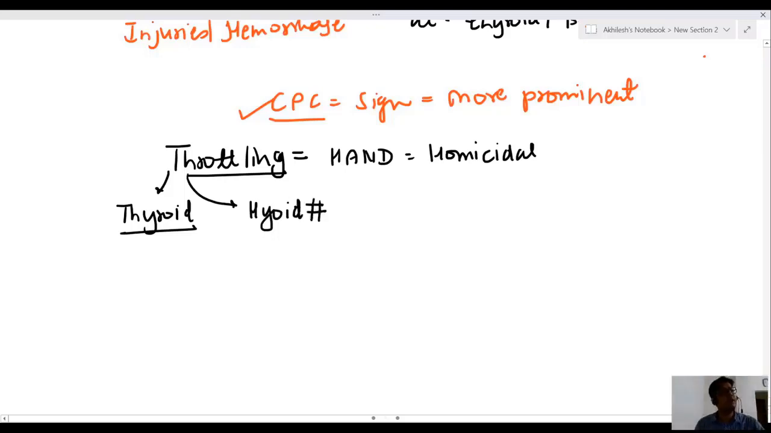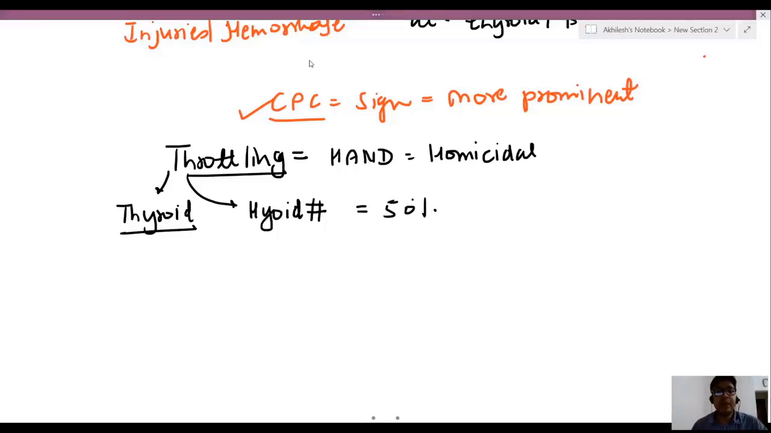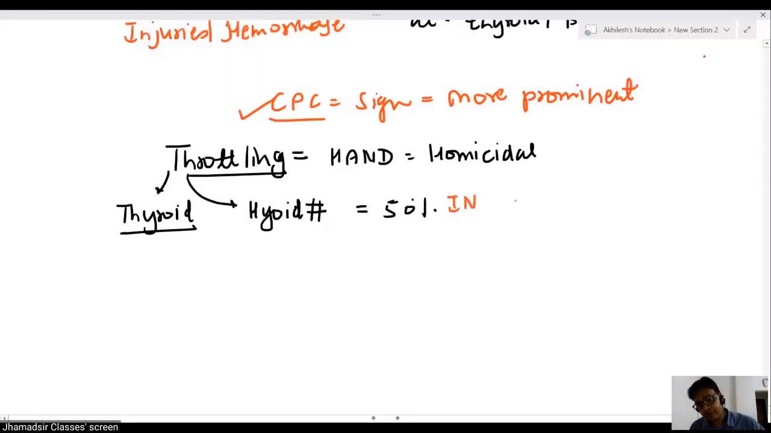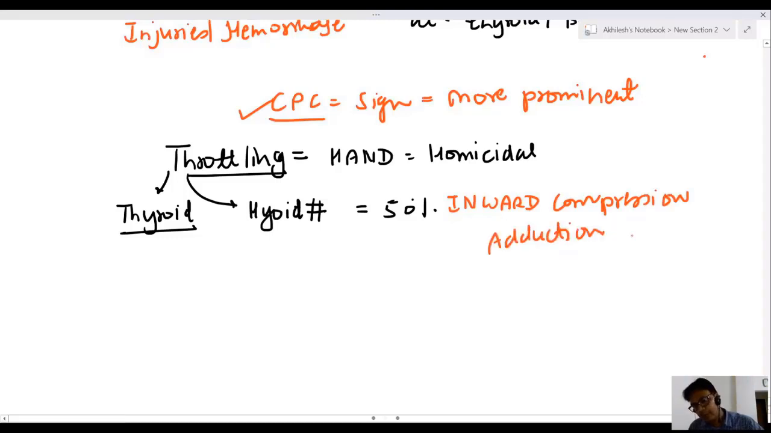Hyoid bone fracture is not very common in ligature strangulation, but in throttling it is common. Hyoid bone fracture is present in 50% of cases. And this is an inward compression fracture, or adduction fracture.